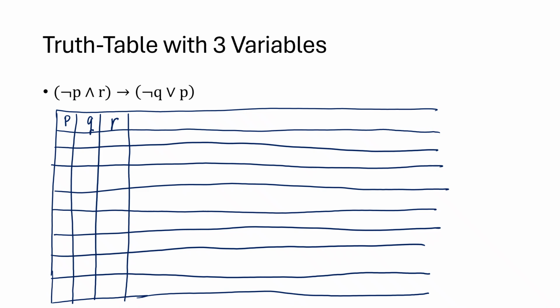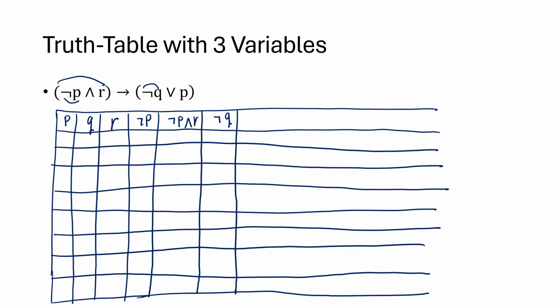Okay, and then we need to build our way up to the entire formula. So the first thing that we notice is that I need a column for not P, because that's a subformula. And I need not P to be able to create this entire thing, not P and R. Then I also need not Q. So here's a column for not Q. Then I need a column for not Q or P.